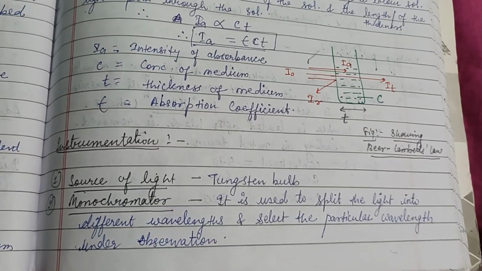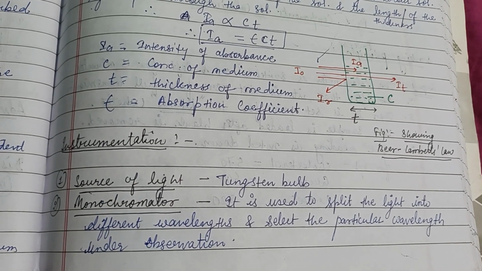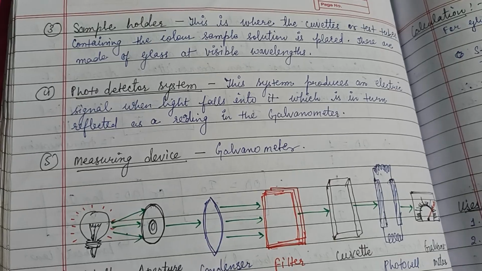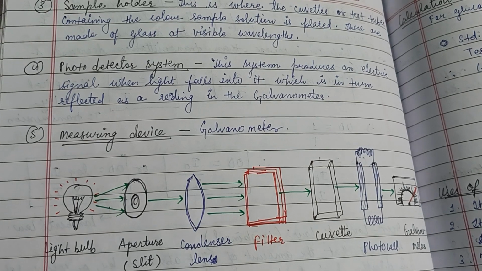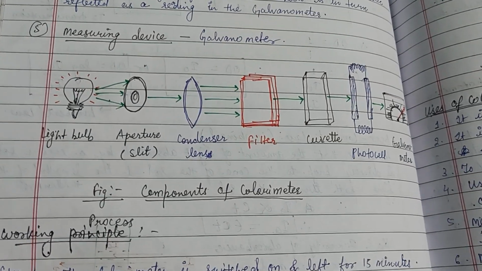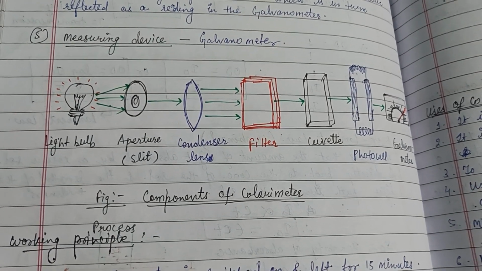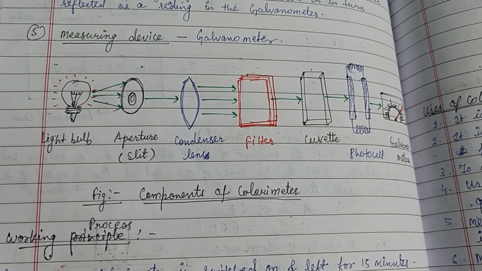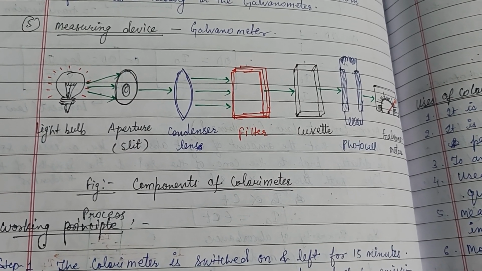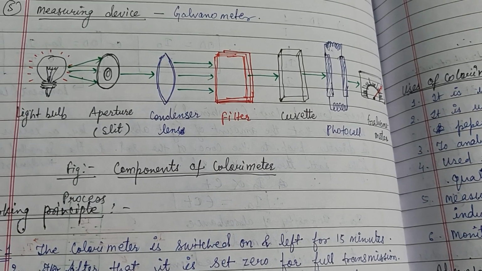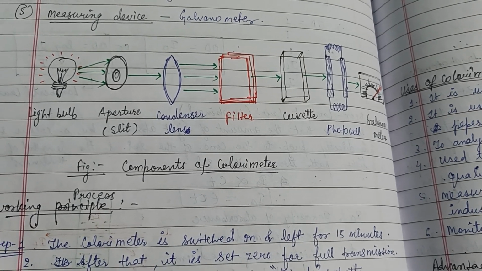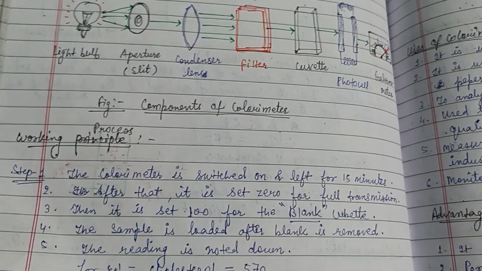The instrumentation used in this colorimeter is the source of light, monochromator, sample holder, photodetector system, and measuring device. And here are the components of the colorimeter: a light bulb, where a tungsten bulb is generally used, aperture, condenser, filter, cuvette, and the photocell. And a galvanometer is used to detect and for reading purposes.